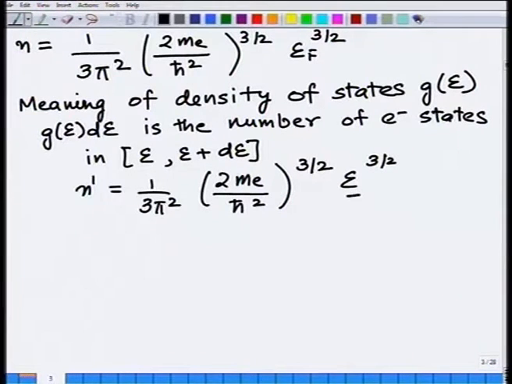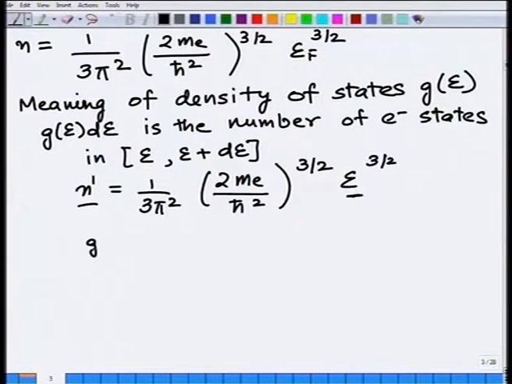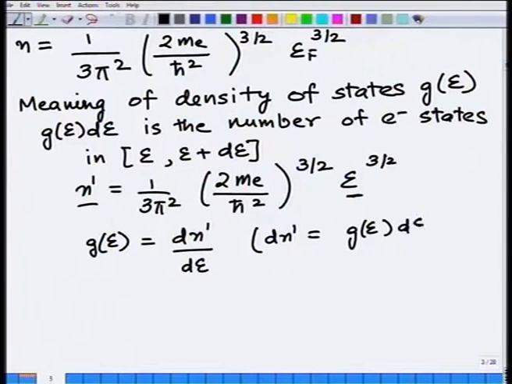The way we could also think is that up to energy E, I can fill a total of n prime electrons. And if I go slightly higher by dE in energy, then I would have filled n prime plus dn prime electrons, and we are seeking what that number of extra electrons is. If we can calculate that number, then we can immediately define our G(E). Clearly then, this quantity G(E) would simply be equal to dn prime by dE. Why? Because dn prime would be equal to G(E) dE.